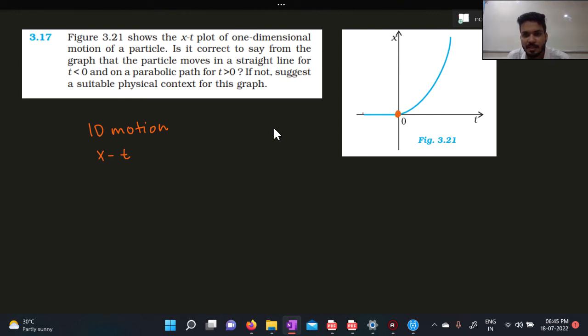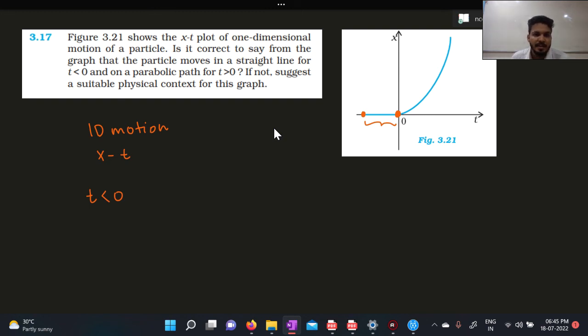Before the observation, if you see the blue graph, the displacement is essentially not changing. So can I say that it is moving in a straight line? The answer is no. For the first part, t less than 0, from this region to this region, I see that the displacement is not changing at all. So I cannot say whether it's moving in a straight line or not.